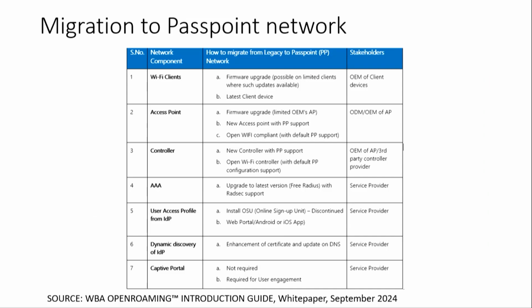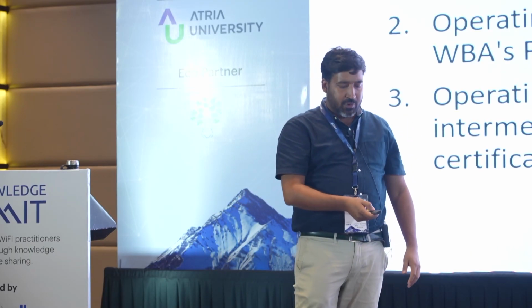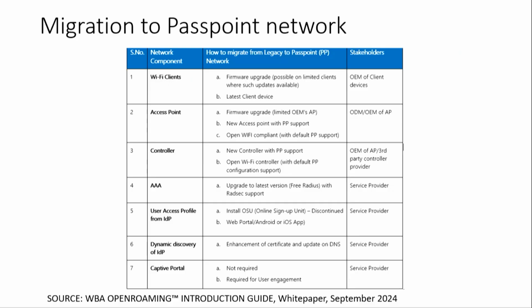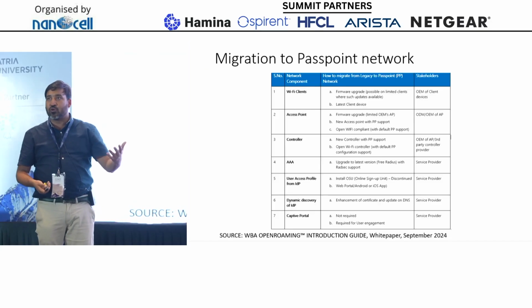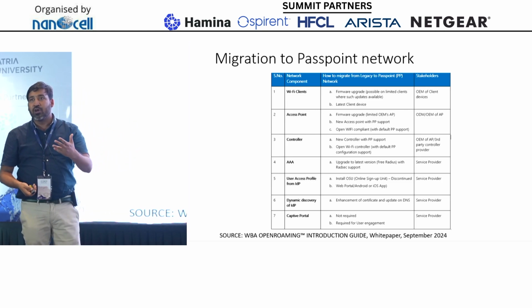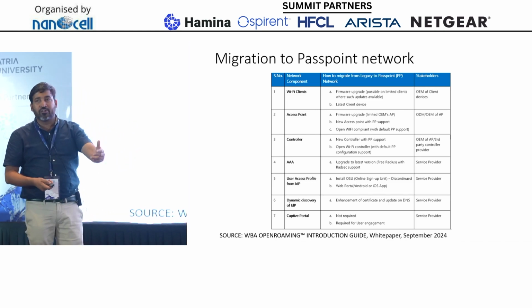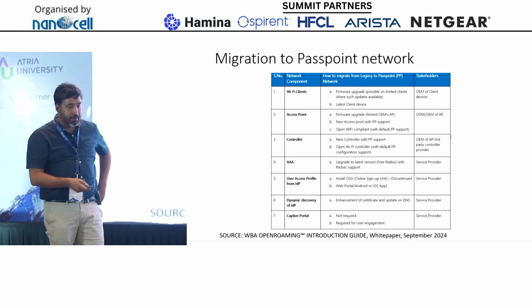If you want to migrate this Passpoint network to OpenRoaming, you have to bring changes in many places. The client devices already support Passpoint, but you have to update the access network to support Passpoint. You also have to update your AAA server to support RadSec. You have to update your network to support DSCP and dynamic discovery. Those are all the changes you have to bring so that you will be able to support OpenRoaming-type features on the access points deployed in India.